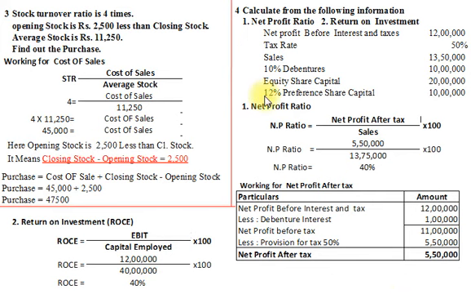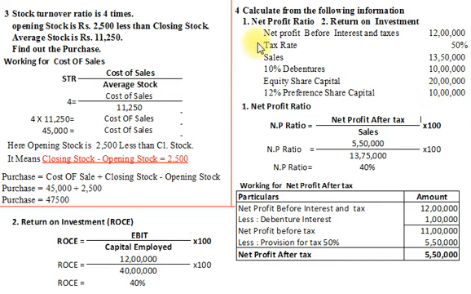Okay, now let us calculate sum number 4. We are asked to calculate net profit ratio and return on investment. Here are the data. Net profit before interest and tax rupees 12 lakh. Tax rate 50%. Sales rupees 13,50,000. 10% debentures rupees 10 lakh. Equity share capital rupees 20 lakhs and 12% preference share capital rupees 10 lakh.